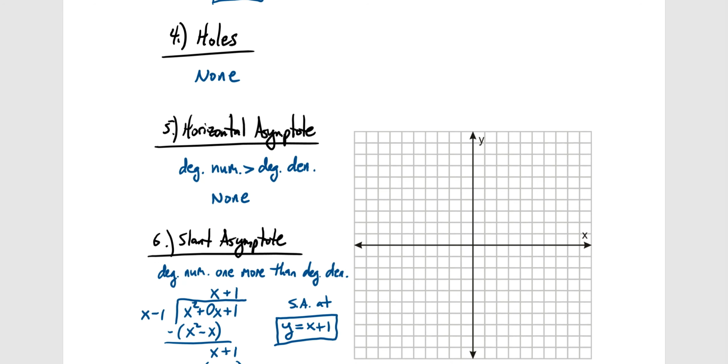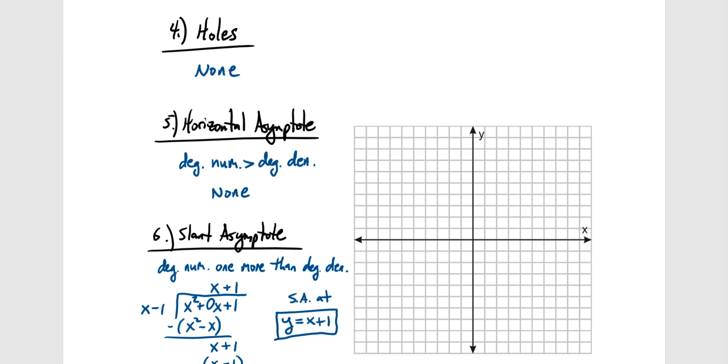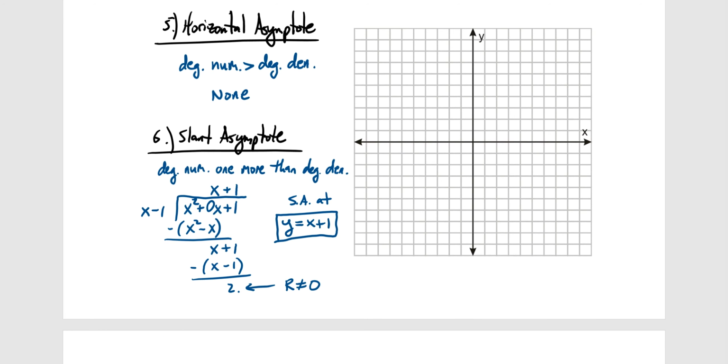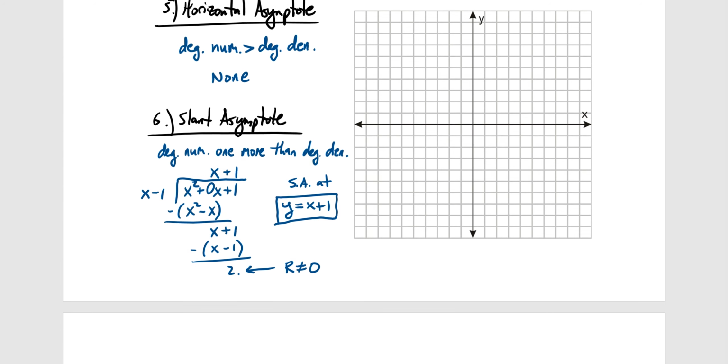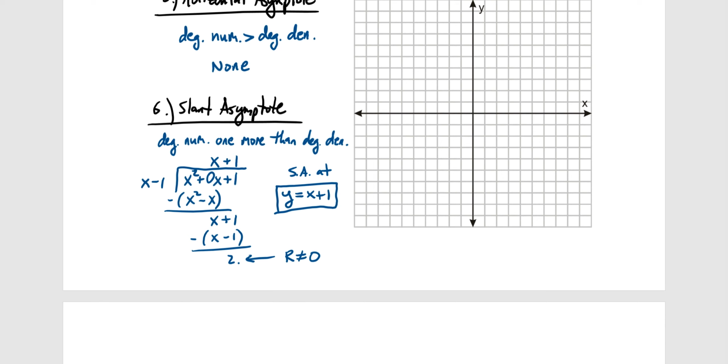For the holes, we didn't cancel any common factors, so there's no holes. There's no horizontal asymptote because the degree of the numerator is larger than the denominator. But for a slant asymptote, the degree of the numerator is 1 more than the degree of the denominator, so there could be a slant asymptote. So we check by doing long division.